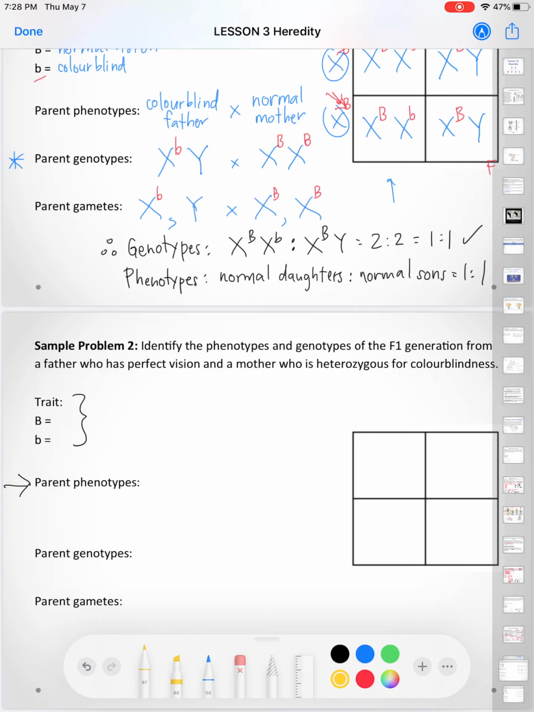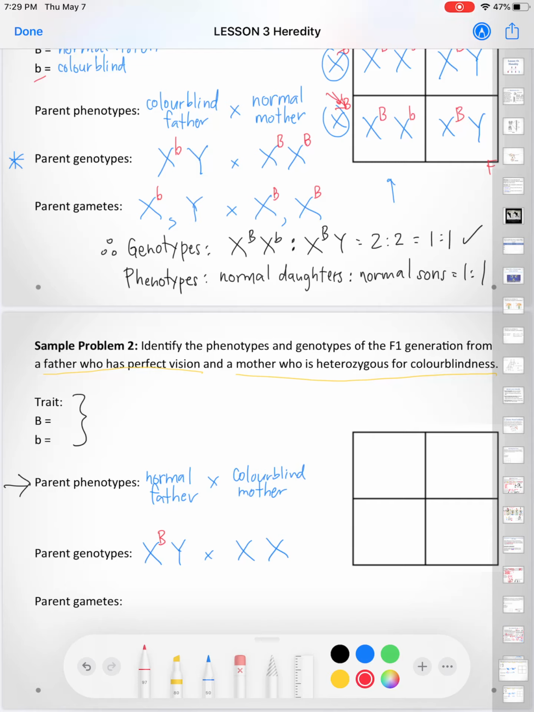We have a father who has perfect vision and a mother who is colorblind. Okay, so a normal father and a colorblind mother. Let's go in and put the father's and the mother's X and Y chromosomes. And the father is normal, so he has to have the dominant B on his X. And the mother is colorblind. Okay.